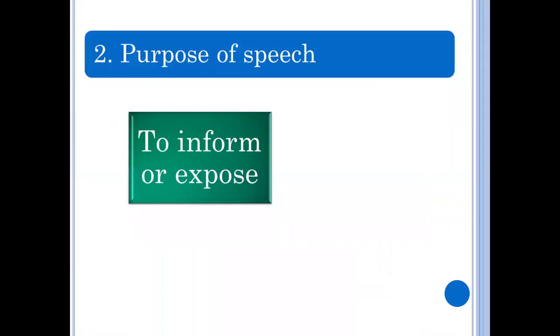So examples that we have here are classroom lecture, demonstration talk, explanations of procedures, techniques, system, values, and so on and so forth.